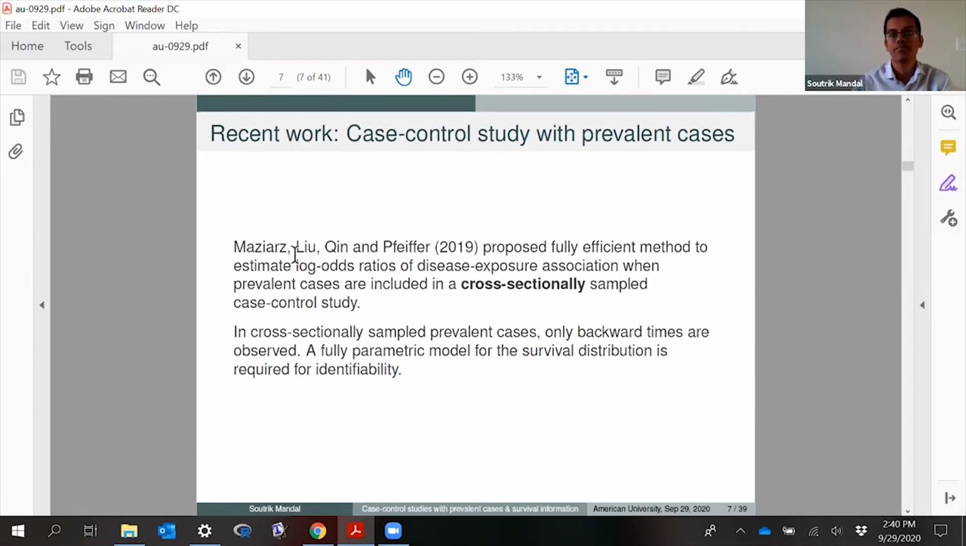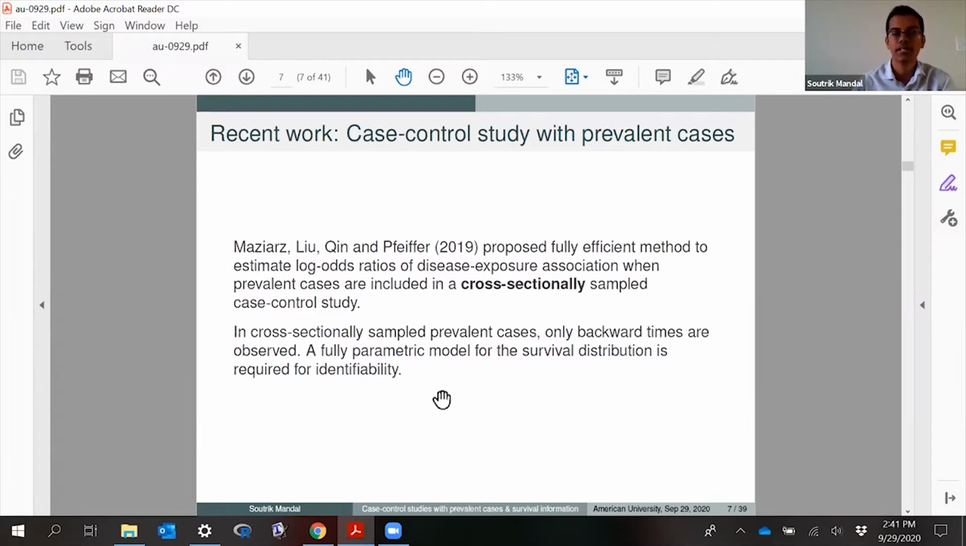Maziers, who was a former postdoc at NCI, worked with Liu, Qin, and Pfeiffer, and they proposed a fully efficient method to estimate the log odds ratio of disease exposure association when prevalent cases are included in cross-sectionally sampled case control studies. Now, in cross-sectionally sampled prevalent cases, only the backward times are observed. So you need a fully parametric model for the survival distribution for identifiability purposes.